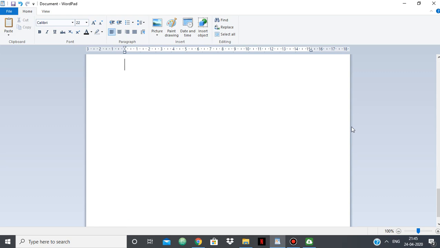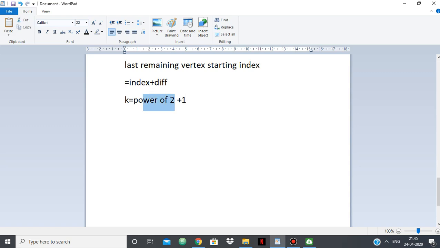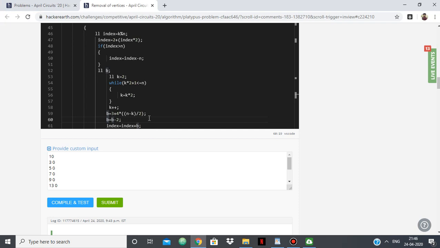this is the odd. Greatest power of 2, k, let's say I find k equal to power of 2 plus 1, the greatest power of 2 plus 1 before it. So find the greatest power of 2 before it, add 1 to it, because it is odd. Add 1 to it and then do the same thing but with 3 here. So 3 plus 4 into n minus k by 2.